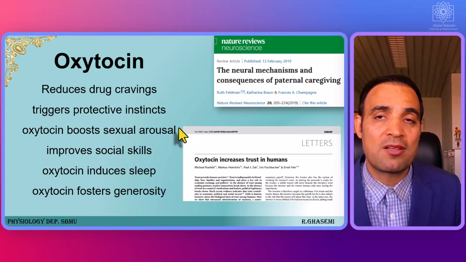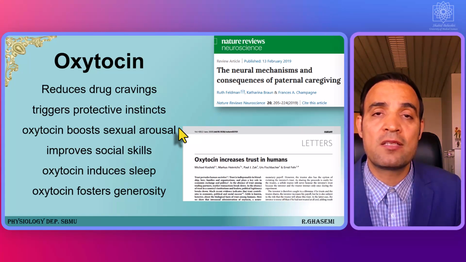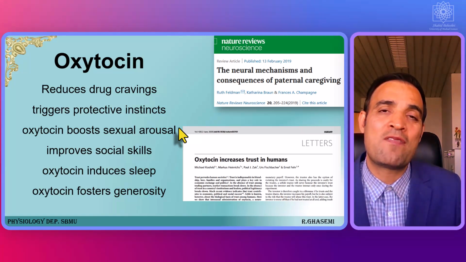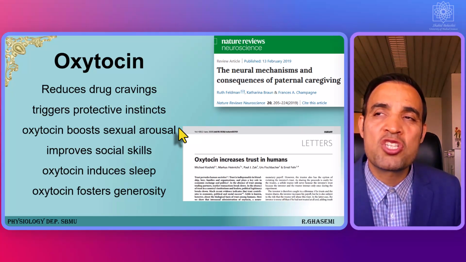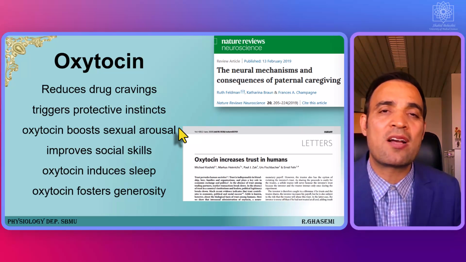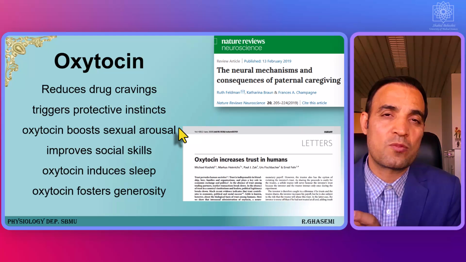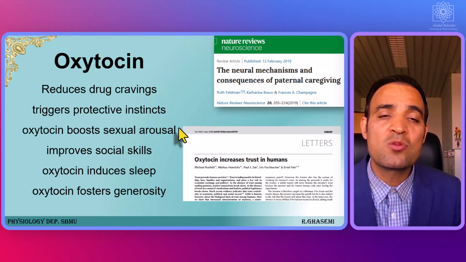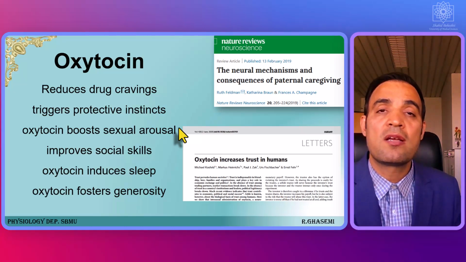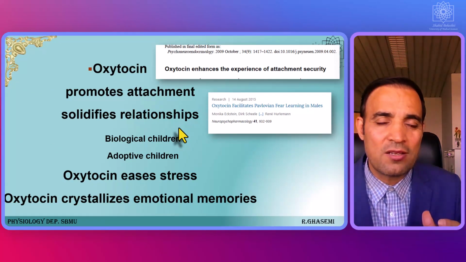It has been shown that oxytocin also affects the generosity of people. Those who have higher oxytocin are more generous, more willing to give their resources to another person or another member of their family or their population. Oxytocin has even been shown to affect sleep and improve the quality of sleep. These are oxytocin functions that were somehow neglected.